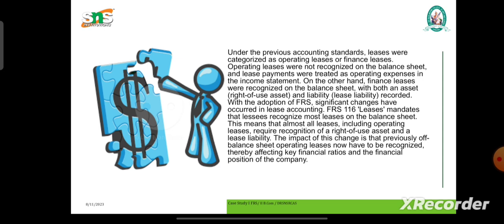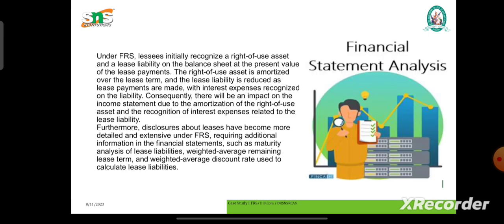The impact of the change: previously off balance sheet operating leases now have to be recognized, thereby affecting key financial ratios and the financial position of the company. Under IFRS, lessees initially recognize a right of use asset and a lease liability on the balance sheet at the present value of the lease payments.